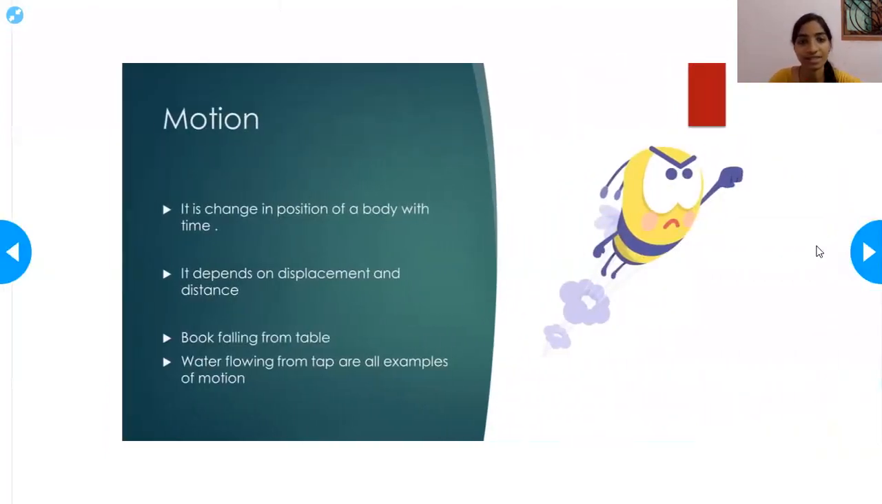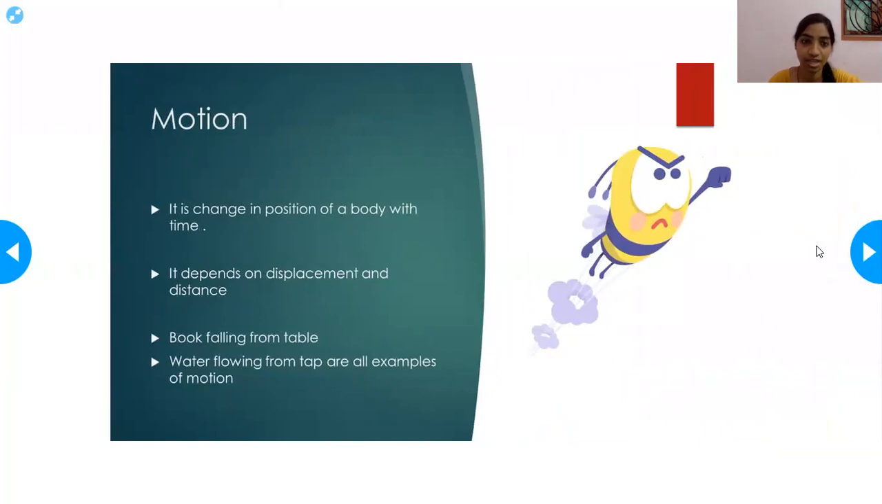Let's see what is the physics definition of motion. It is a change in the position of an object with time. That is, when an object or anything moves from one place to another, it is called motion. It depends on two things, that is, on distance and on displacement. Before we go into the depth of what distance and what displacement is, let's see some examples of motion.